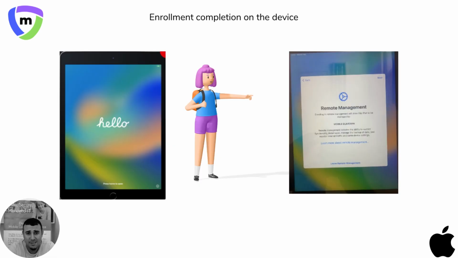Once the configuration setup has been done on Apple Configurator, the device eventually will reset. And of course, the default hello screen will appear on the device. All you need to do is go through the basic setup of adding the country, the language, and then adding the Wi-Fi to the device. Once you add the Wi-Fi and click Next, the next screen that will appear is the remote management screen. That's the indication that Mobile Guardian is now on the device and the device is now enrolled. So the next step is just to click Next on the remote management screen.